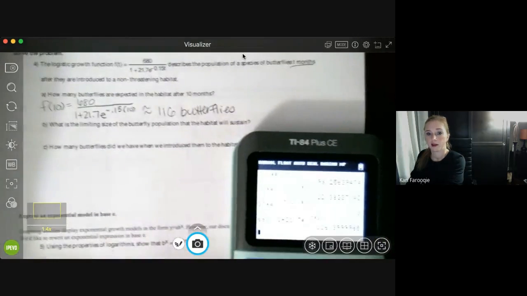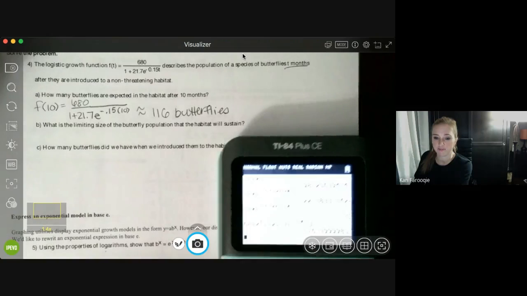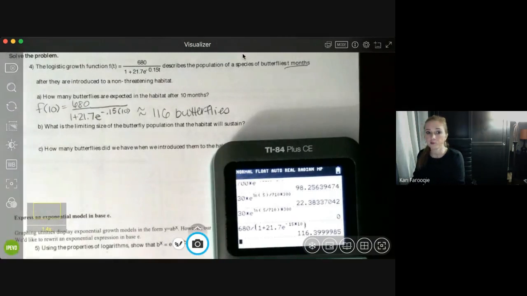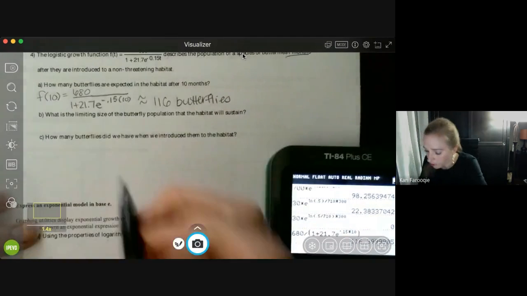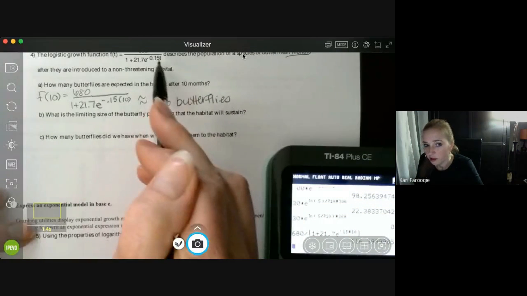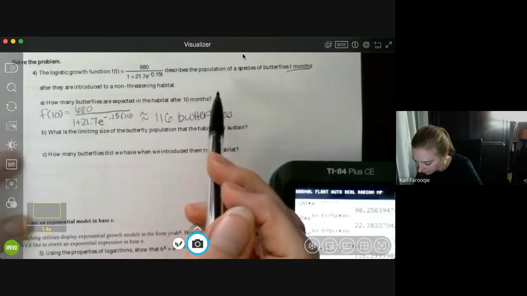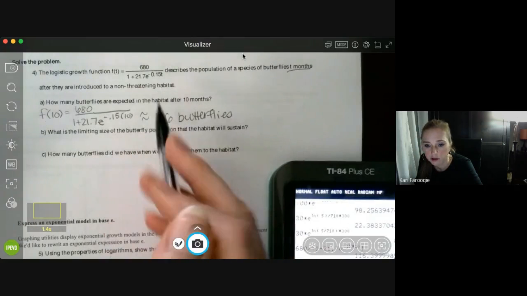Wonderful. Now, B is a little trickier because you've never been asked for a limiting size of the butterfly population. What is the limiting size of the butterfly population that the habitat will sustain? Now, this is tricky, but I want to show you a couple different ways of doing this. I think the easiest way will be to look at this function in your graphing calculator. But really what we're trying to determine is, if we just let t go on and on and on. You started out with a certain number of butterflies, and after 10 months, you found that you had 116 of them.